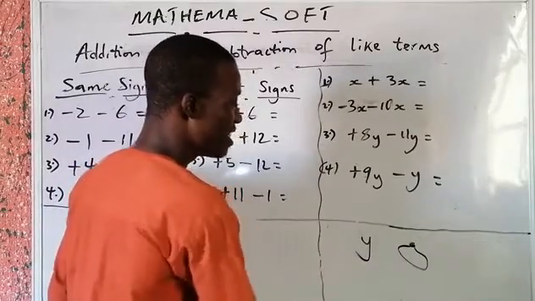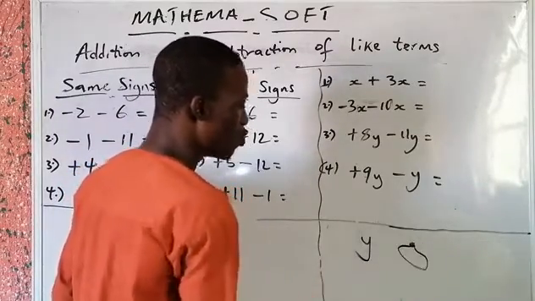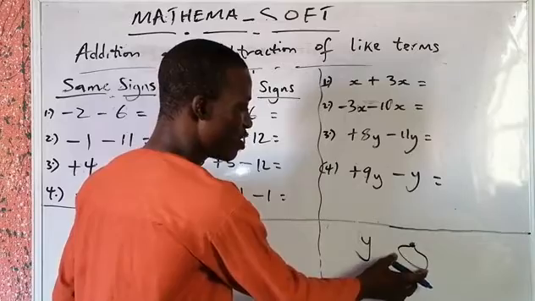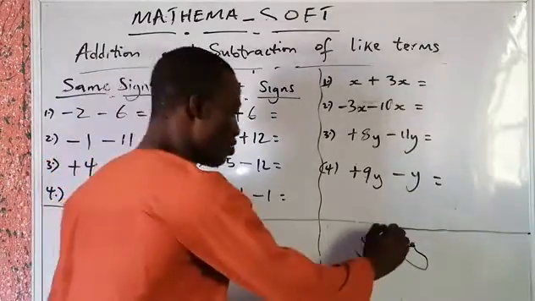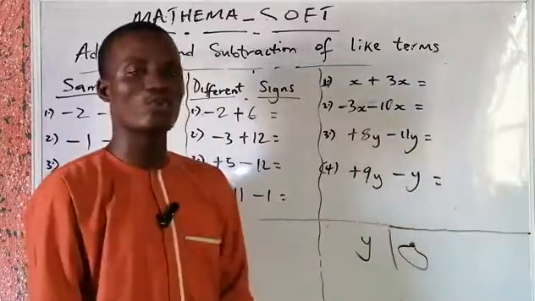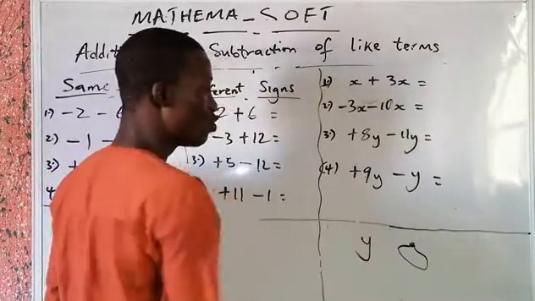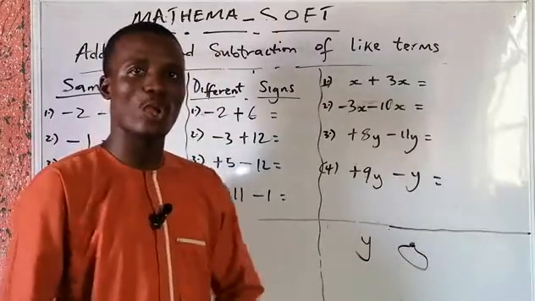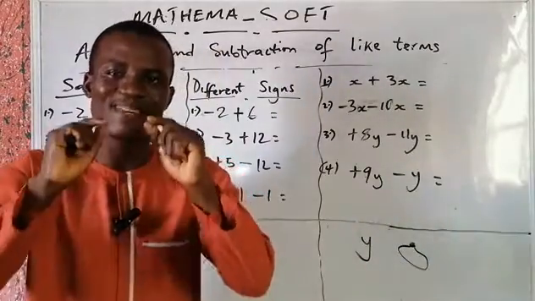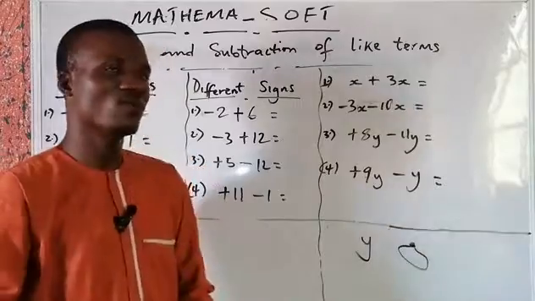So let's say this is a mango. You cannot just look at it and call it 2 mangoes. It's actually what? 1 mango. But the 1 will not be there. You just say that you have a mango. So when you see y standing alone, 1 is actually there. It means it is 1y.